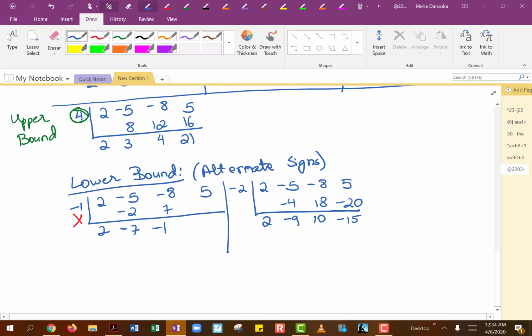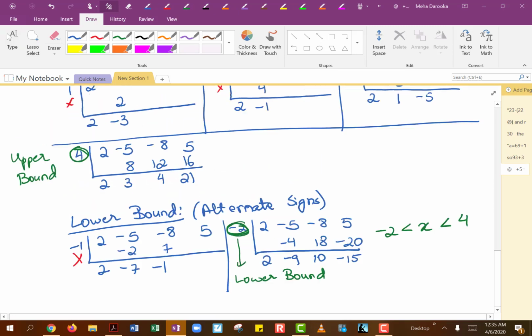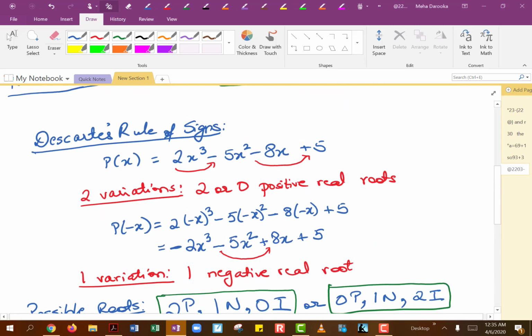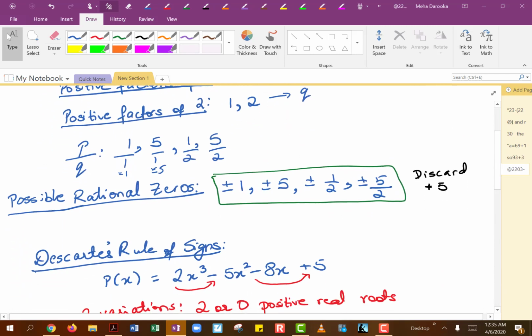So you've actually got positive 2, negative 9, positive 10, negative 15, right? So positive, negative, we are alternating. So that was good. We didn't have to go too far. And negative 2 is our lower bound. So that means our x is going to stay between 4 and negative 2. So that also means anything below negative 2 is gone.